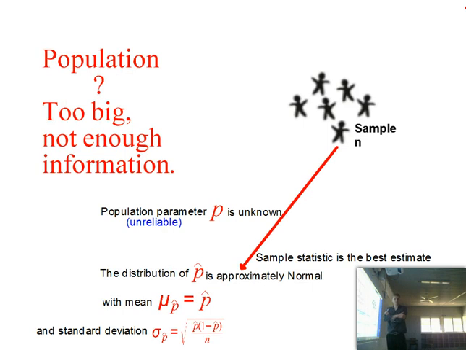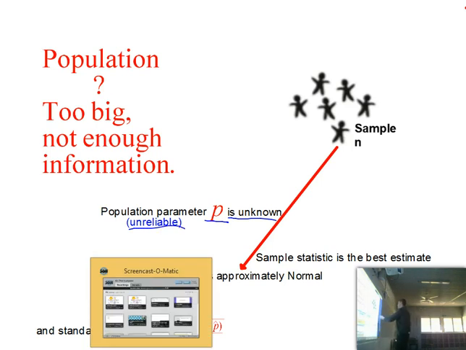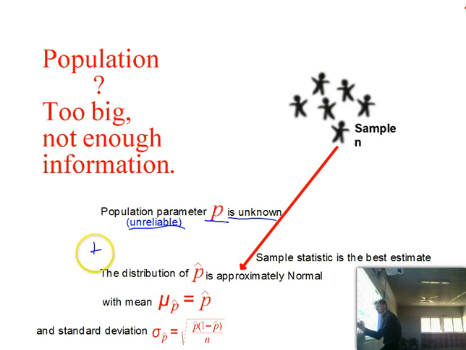But sometimes the population might be unknown. We don't know how many people there are in the population, or it's too difficult to count and work out what P is, because it might be too big or there might not be enough information. So sometimes P is unknown, and that's an important thing. Sometimes it might be unreliable. Sometimes claims might be made about a population, and we want to test those claims.